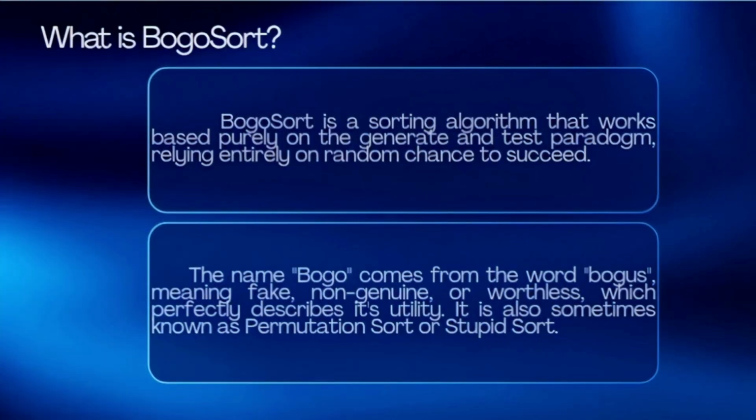What is Bogo sort? Based on what I've searched, a Bogo sort is a joke algorithm. Bogo sort is a sorting algorithm that works based purely on the generate and test paradigm, relying entirely on random chance to succeed. The name Bogo comes from the word bogus, meaning fake, non-genuine, or worthless, which perfectly describes its utility. It is also sometimes known as permutation sort or a stupid sort.